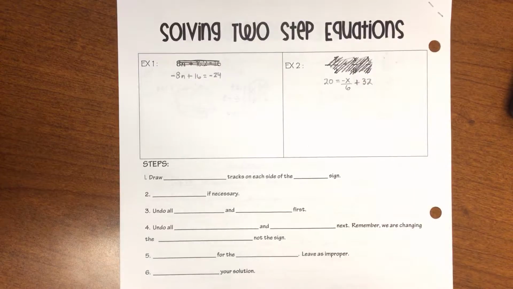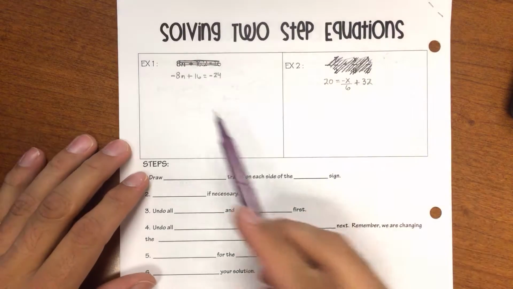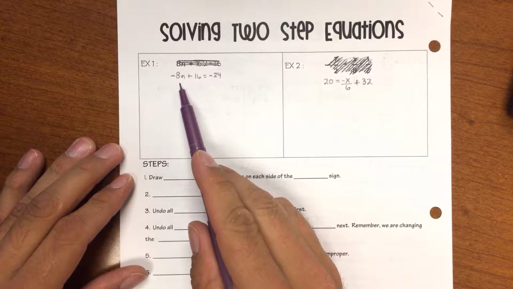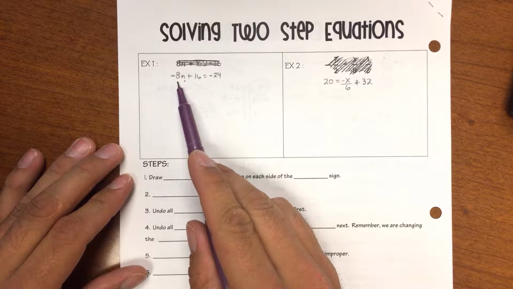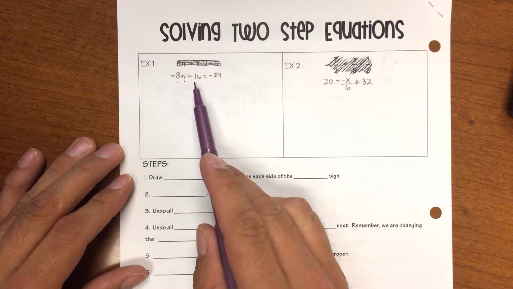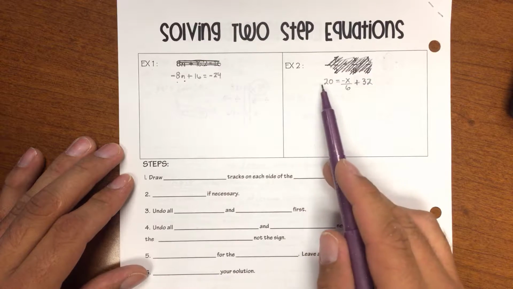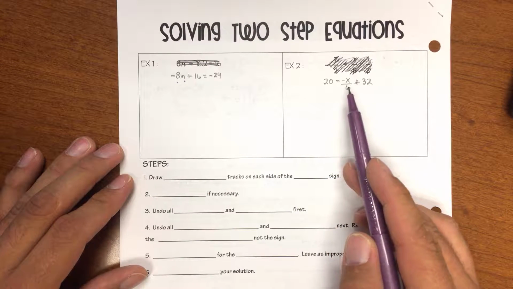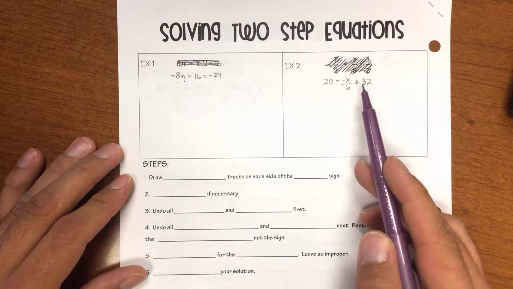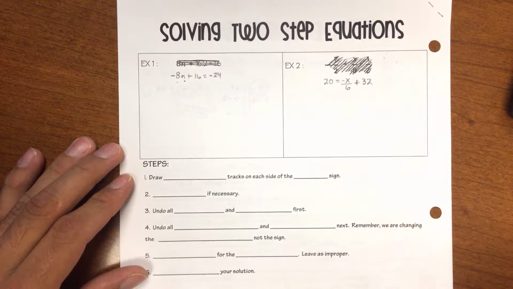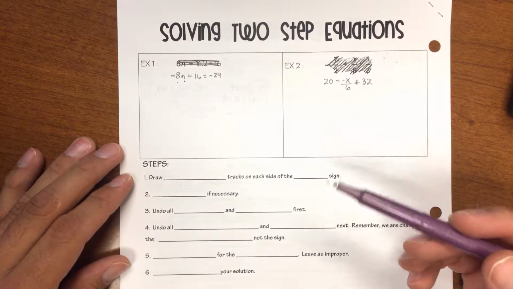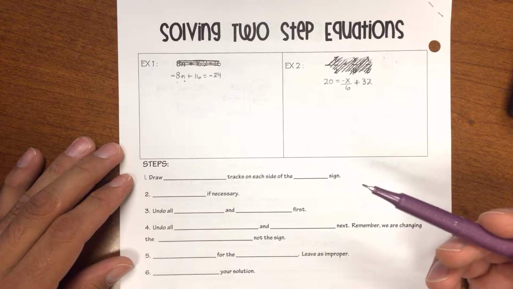What we mean by solving two-step equations is in our example 1, instead of just multiplying n by -8, we're also going to add 6 to it. And in example 2, instead of just dividing x by 6, we're also going to add 32. So we're not just doing one thing to x, or our variable, we're doing multiple things to it. We're doing two things to it.